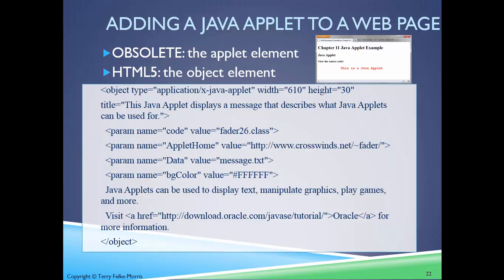The height specifies the height of the applet in pixels. The width specifies the width of the applet in pixels, and the title is an optional brief description that may be displayed by browsers and assistive technology. Then you work with these parameters, which are configured with what's called the param element, and that's a void element that has two attributes, a name and a value. Some of the examples are shown here.